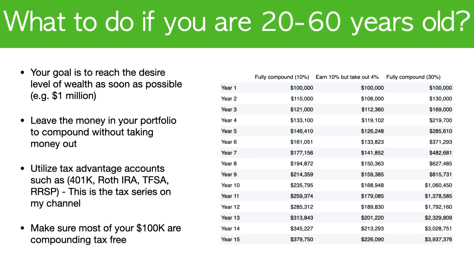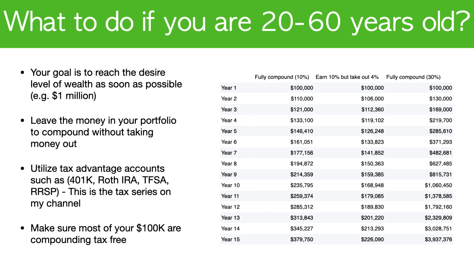Now, in this case, we'll just use a round number, which is $1 million. And basically, you're trying to get there using the money you have in your portfolio, and you want to leave it alone. And at this point, you want to be utilizing all of the tax advantageous accounts, such as 401k, Roth IRA in US or IRA, and in Canada is TFSA and RRSP. And I did a whole tax series on my channel on how to use TFSA, RRSP, how to pay as little capital gain as possible, so you can watch those videos as well.